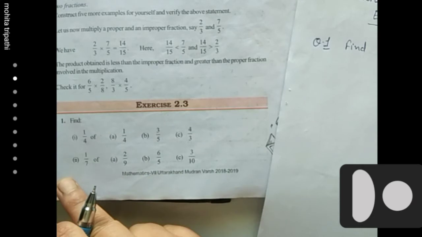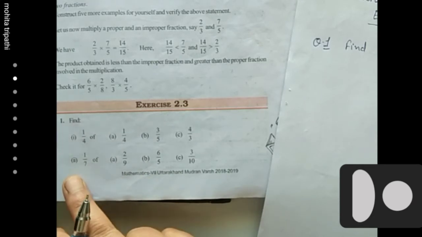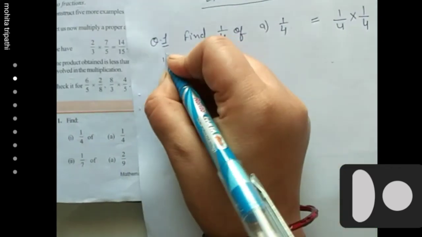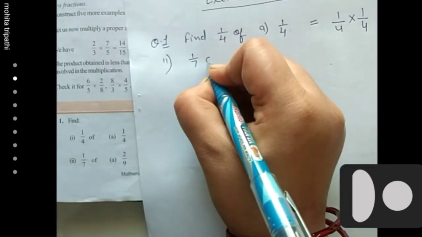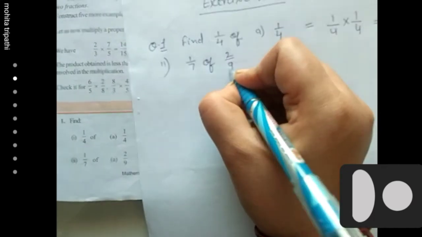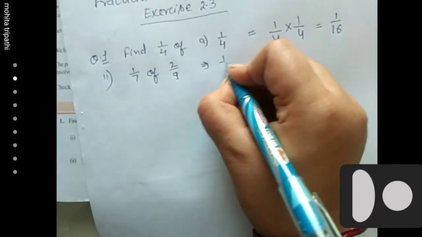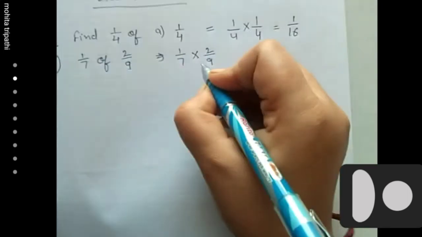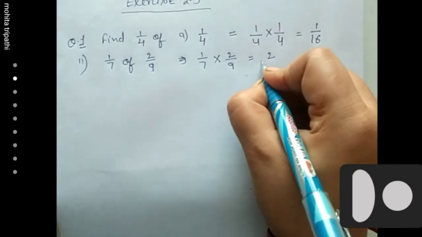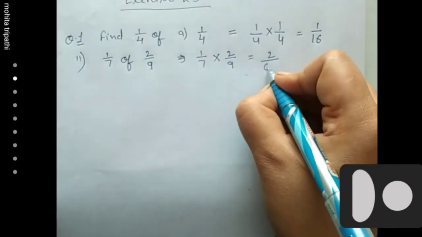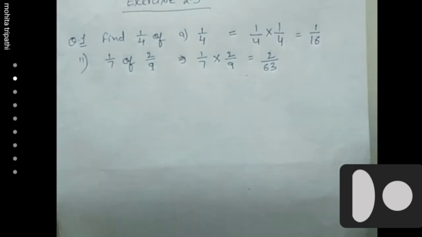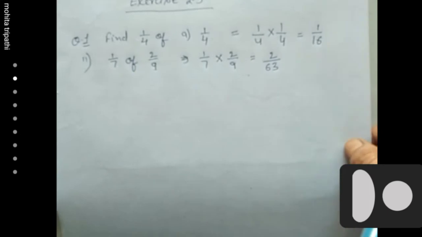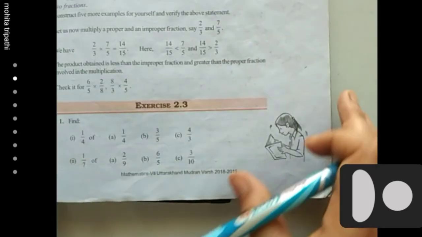Just see the second part. In the second part, we have 1/7 of 2 upon 9. This is the second part, 1/7 of 2 upon 9. So we will do the same: 1/7, instead of 'of' a multiplication sign, 2 upon 9. So 2 ones are 2, 7 nines are 63. So that is our answer. What are we doing? We are generally doing multiplication. We are multiplying it. Now see our next question.